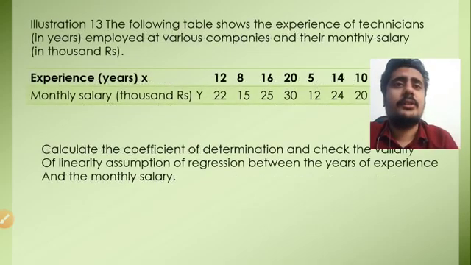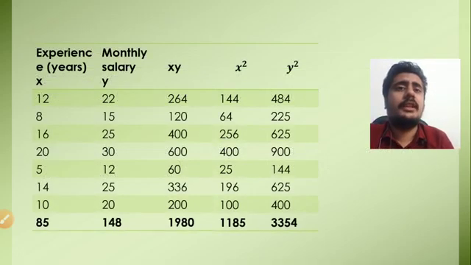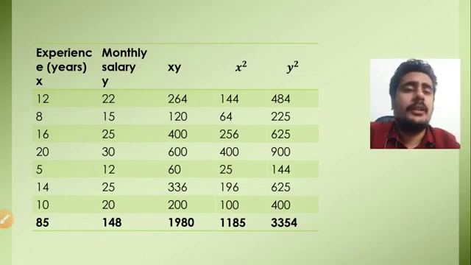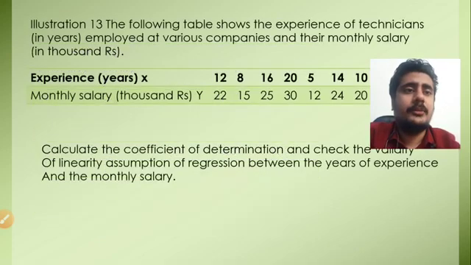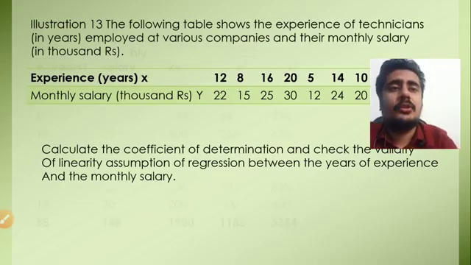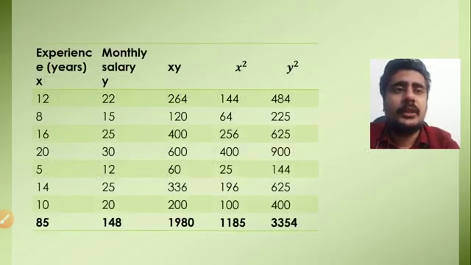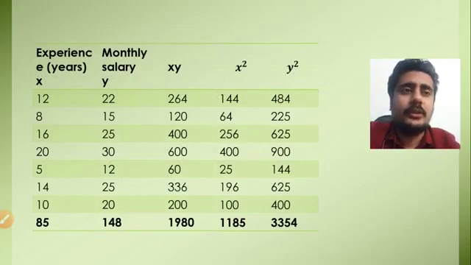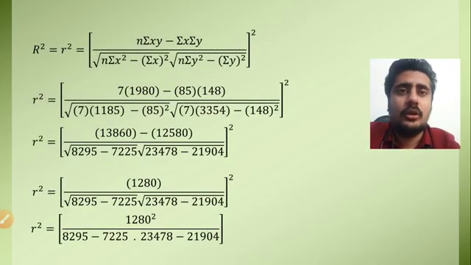Yesterday we solved the sum Illustration 13, in which the question was: calculate the coefficient of determination and check the validity of the linearity assumption. So you are asked to check the validity, so we will find r square. Yesterday we solved this sum, so just take a look at it.